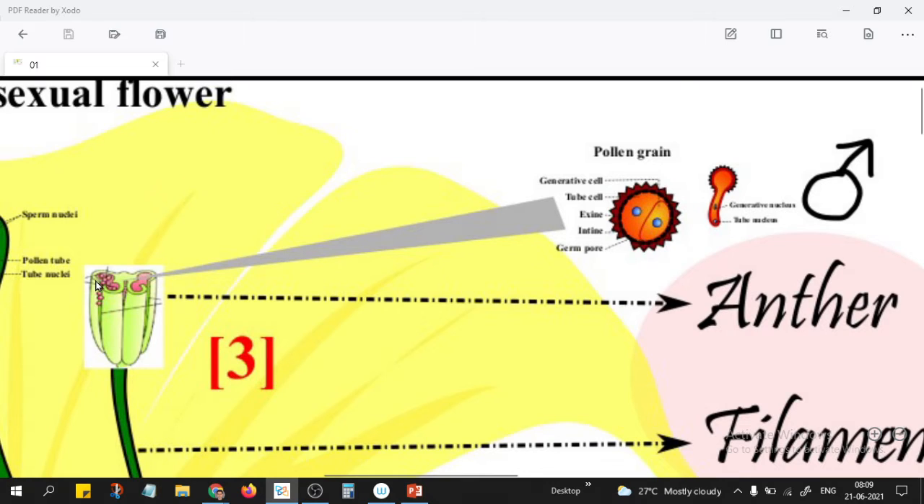The next one is the staminate or pistillate. Either it will have only the male reproductive structure or only the female reproductive structure. Staminate. Another type is the neuter flower. Neuter sounds something like neutral. So for neuter, the example will be the ray florets of sunflower.